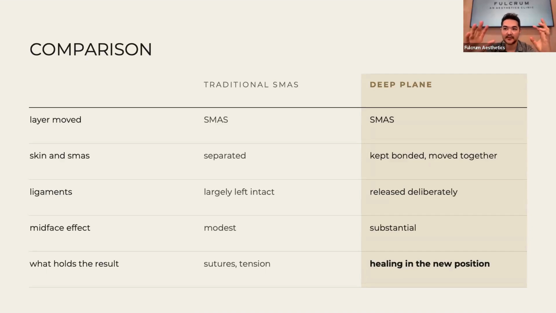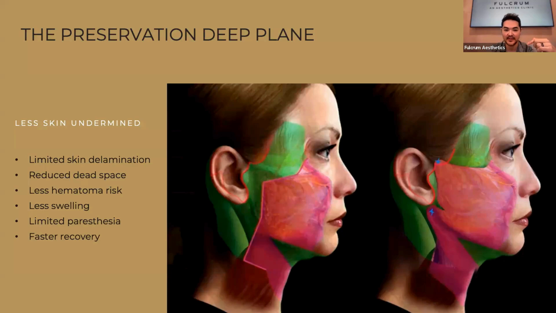To talk a little bit about some nuances within deep plane, because there's more and more terms, whether they're copyrighted or just repeated, coming out right now. The preservation deep plane facelift has become kind of a popular term that we've seen in our practice, and it is a real thing, so I want to talk about it. Essentially, preservation deep plane means you get to the deep plane in the most efficient fashion where you don't have to raise multiple layers to get there. So here's what that looks like.